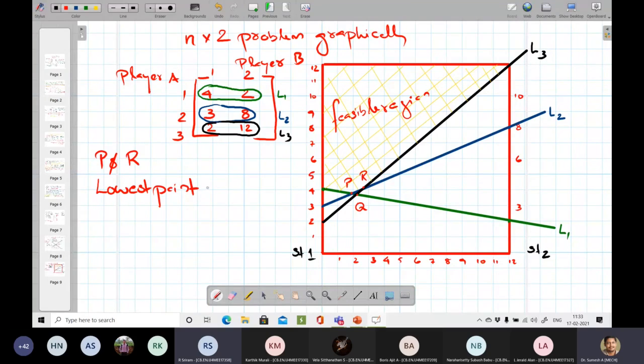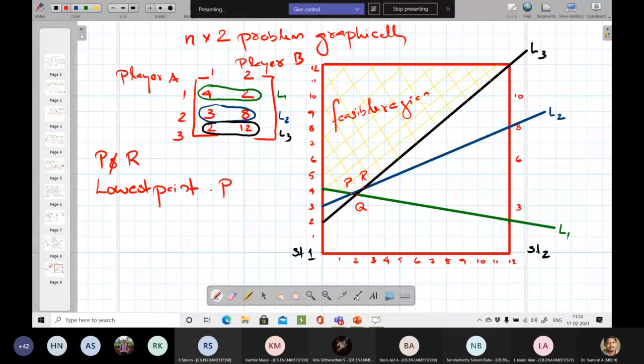So the lowest point here will be P, and the corresponding P value, whatever you are taking here, will be taken as the value of the game. So that is basically 3.7. So the value of the game is 3.7.